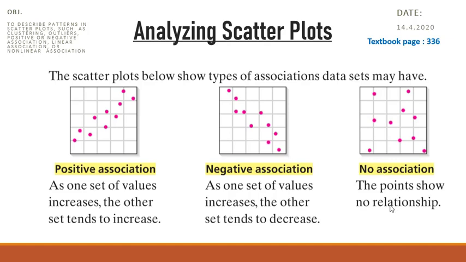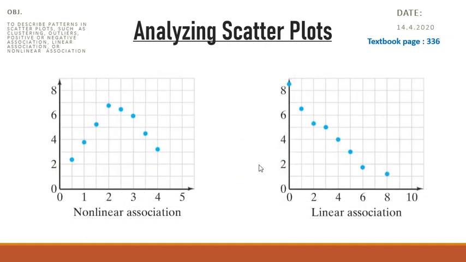And in this one, there is no association. The points show that there is no relationship between the two variables. In these two, we have nonlinear association and linear association. I think that this is clear because it's like the data that we did before when we were graphing, linear functions and nonlinear functions. In this one, this is linear association, something like a line. In this one, it's negative association and linear association. And in this case, this is nonlinear association.